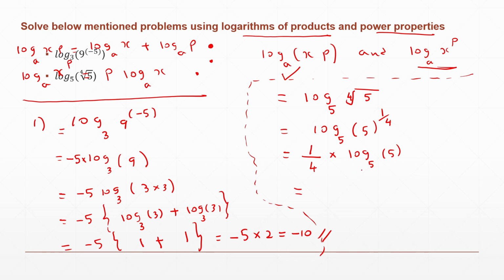As you can see here, what is the value for this one? It is the same as log a of a. What is the value? 1. So therefore you can write 1 here. So what is the answer here? 1 over 4, and that means 0.25. Now we have just finished both examples here.